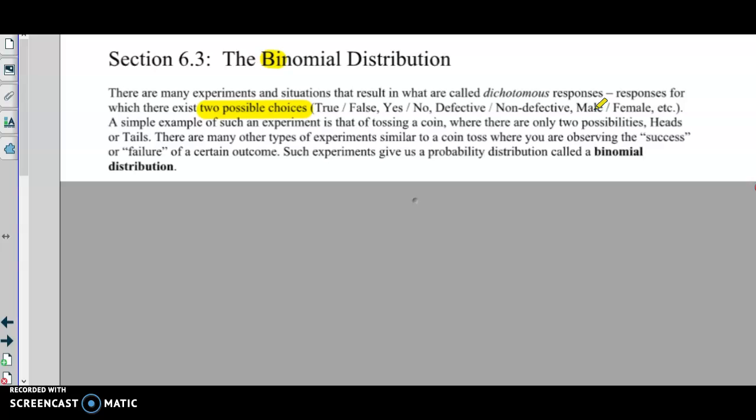Even cards, you could do red or black. You could do heart, not a heart. You could do a 6, not a 6. So you can make many things into these binomial situations. When you do have those two outcomes, we usually call them success and failure. Specifically we use the letters P and Q, if you think back to first semester. So when we have two outcomes, success and failure, the distribution of that variable is called binomial.